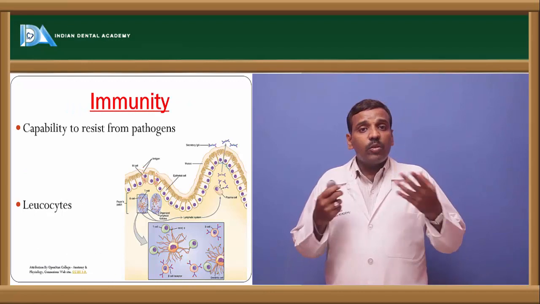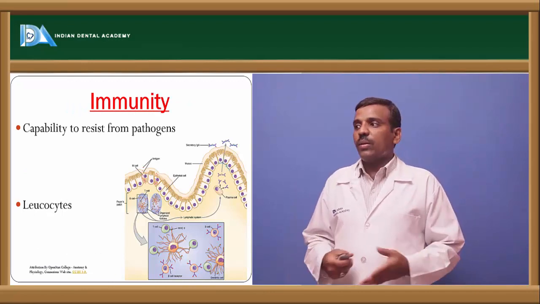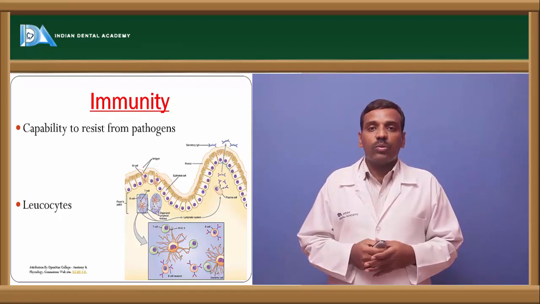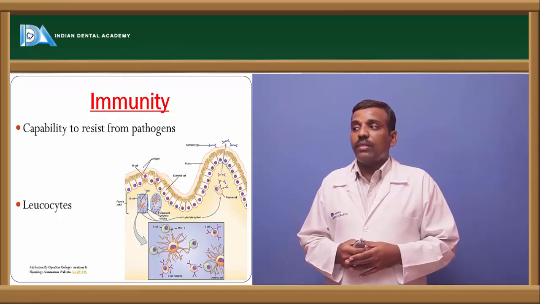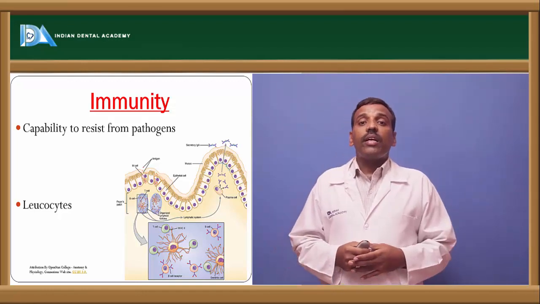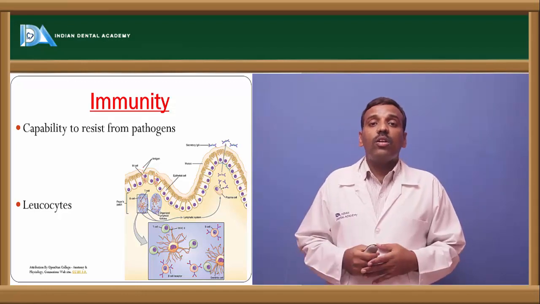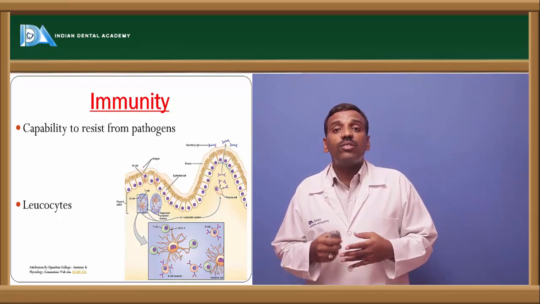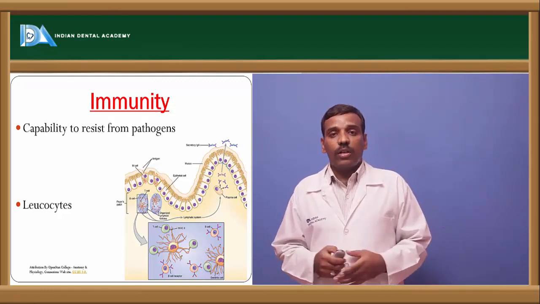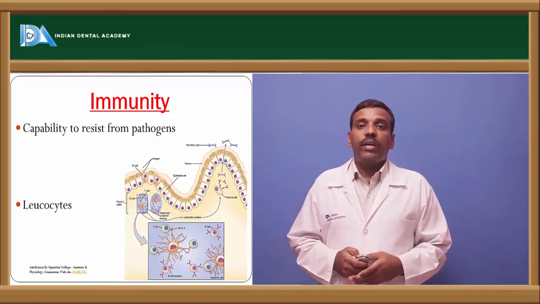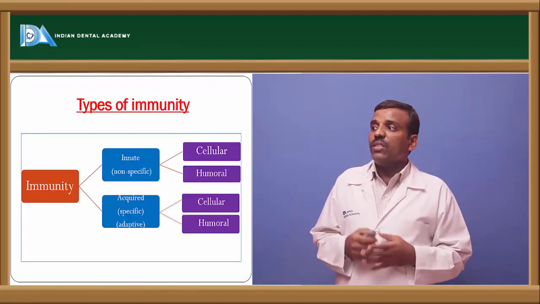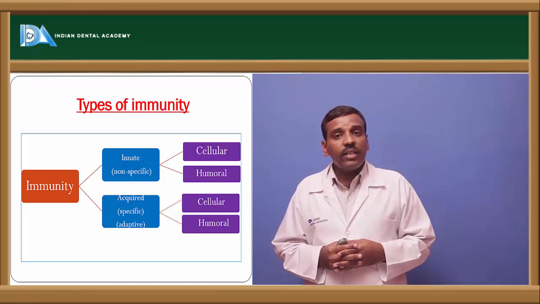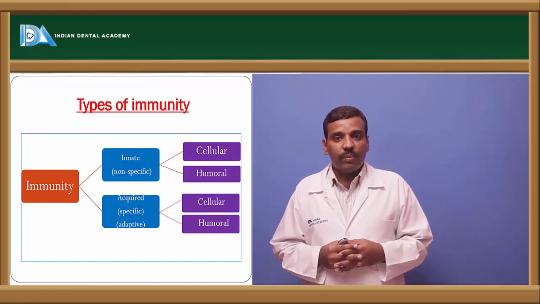And come to the immunity. What is immunity? The capability to resist pathogens and antigens, and the responsibility is taken by the leukocytes, WBCs. It is nothing but the resistance of the body from foreign bodies, called immunity, the defense mechanism. The types of immunity are divided into two: one is innate immunity and another one is acquired immunity.